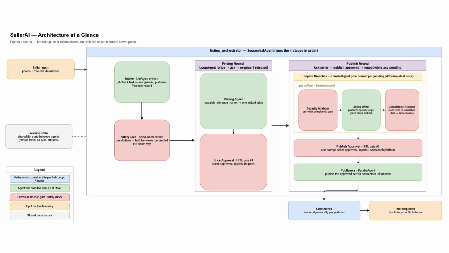At the core of this system is a sequential agent called the listing_orchestrator. It manages a single, four-stage pipeline. These stages communicate forward strictly through a shared session state, session.state, ensuring there are no direct calls between agents. Let's break down these four stages step by step.